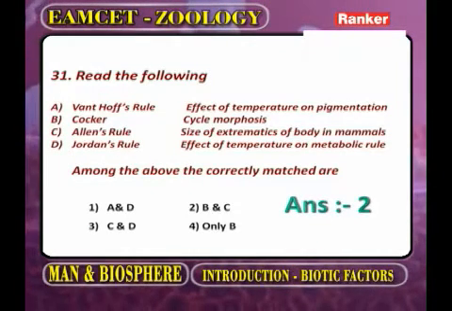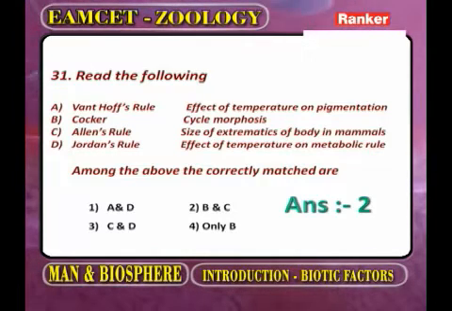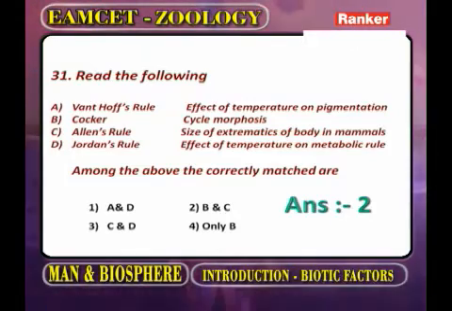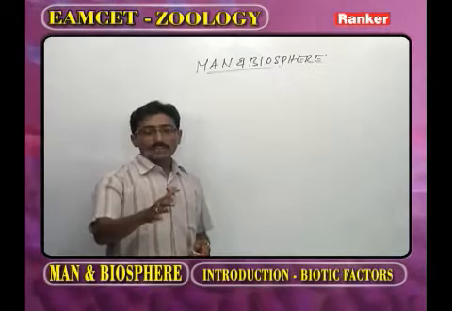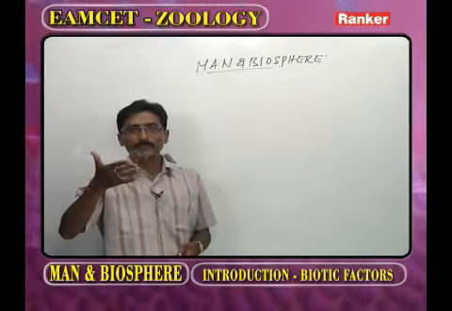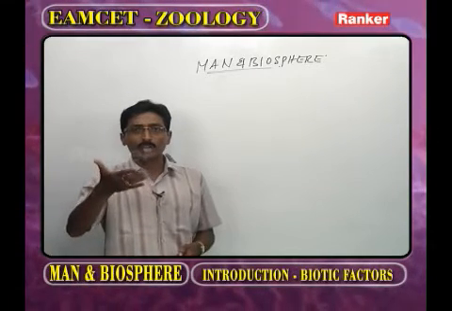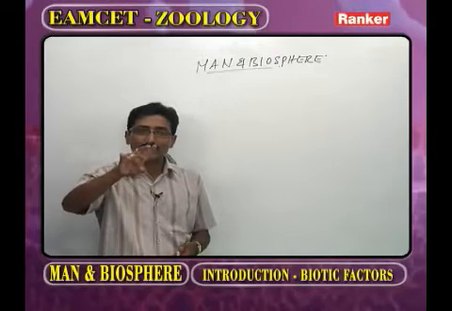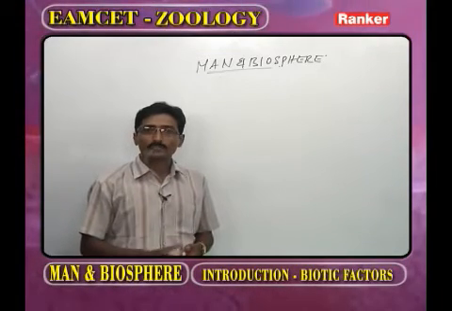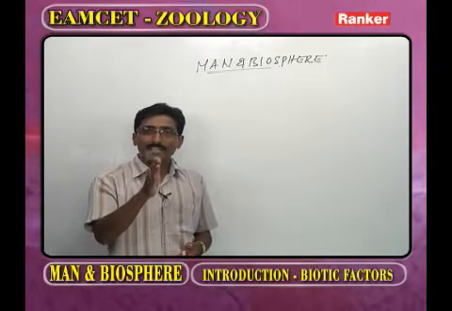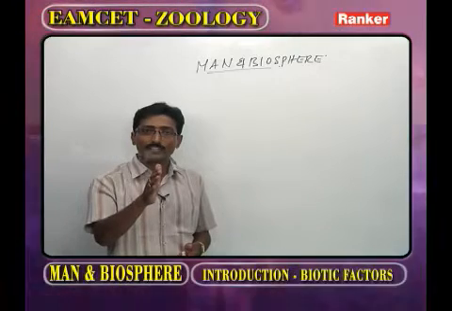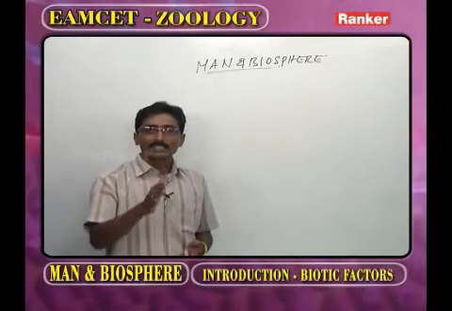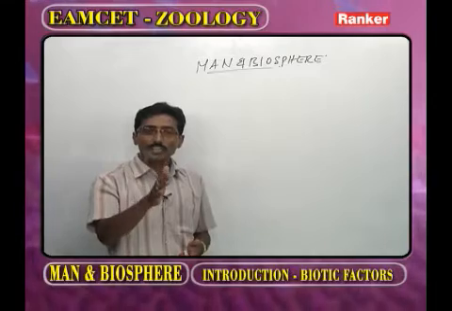Van 't Hoff rule, Cocker, LNC rule, Jordan's. Again repeating. Van 't Hoff rule is applicable on metabolism. According to the Van 't Hoff rule, for every 10 degrees rise of temperature, the rate of metabolism doubles, or increases twofold. Second, Cocker. Cocker explained the cyclomorphosis with reference to Daphnia, that is a water flea, a zooplankton.